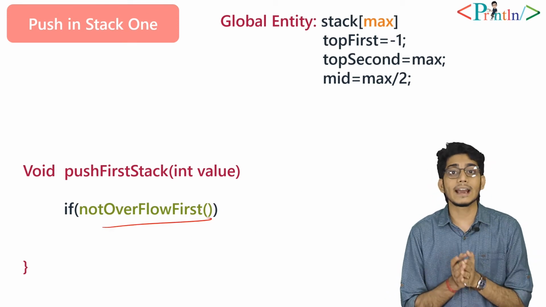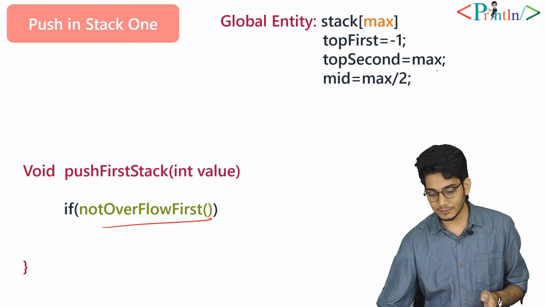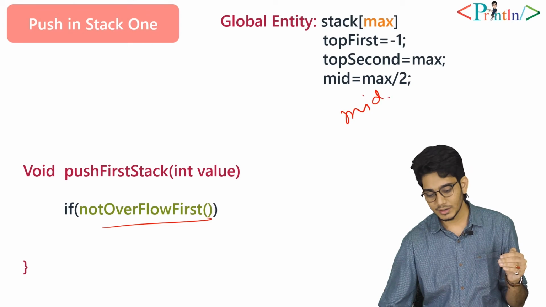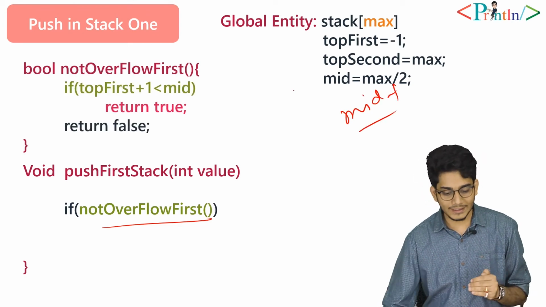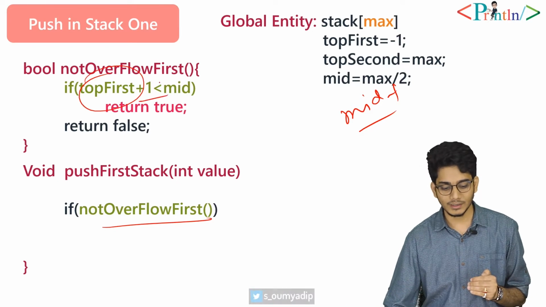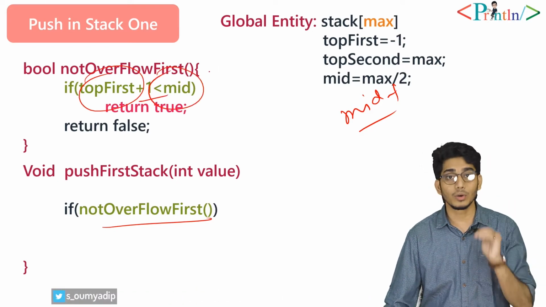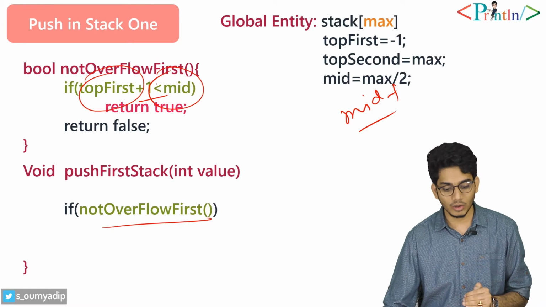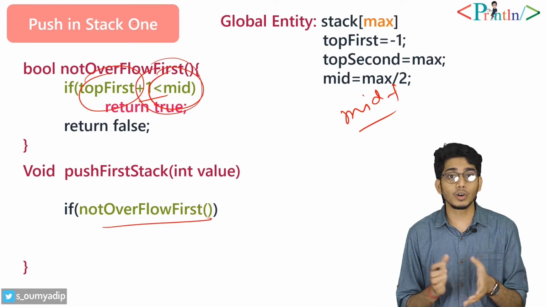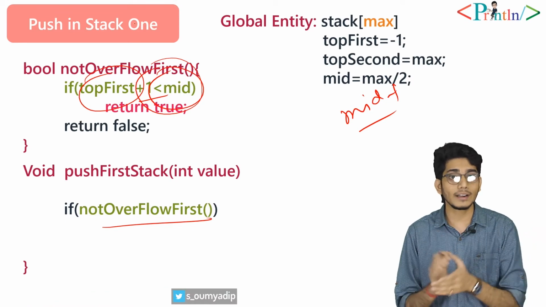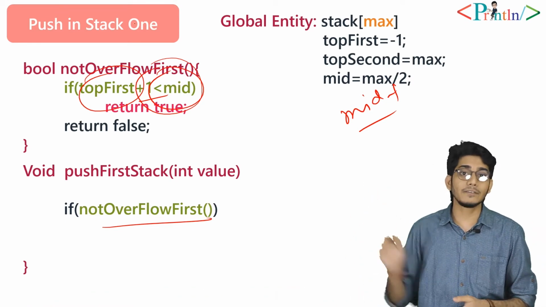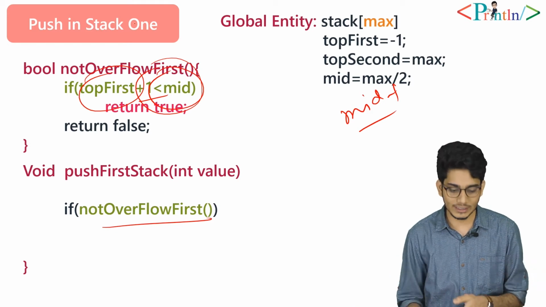For the first stack, what will be the overflow condition? For the first stack, the highest index will be mid minus 1. So we'll check whether top first plus 1 is less than mid or not. We have already gone through this approach, the not overflow condition. If you don't know what a stack is and what the overflow or underflow condition is, click on the I button and first watch that video, where I have explained this in more detail.